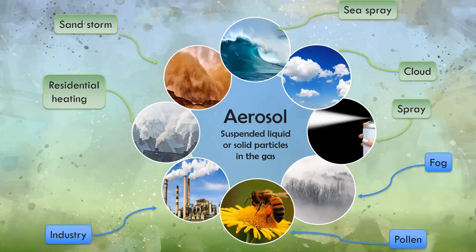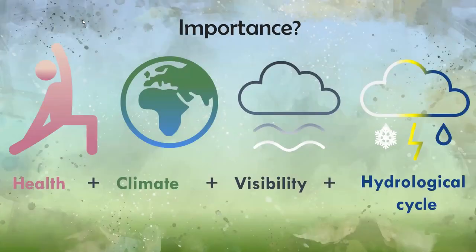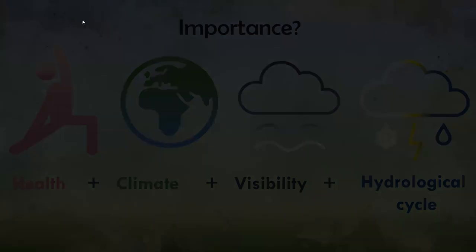Aerosols are suspended liquid or solid particles in a gas, and their size ranges from 1 nanometer to 100 micrometers. And due to this wide variety of sizes, we can expect different chemical, physical, or biological properties. They are important because they highly influence human health, climate, visibility, and the hydrological cycle. If there are no aerosols in the atmosphere, we have no clouds, no rain, and thus no hydrological cycle.